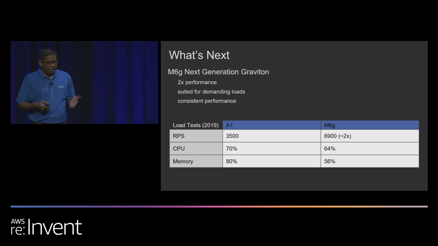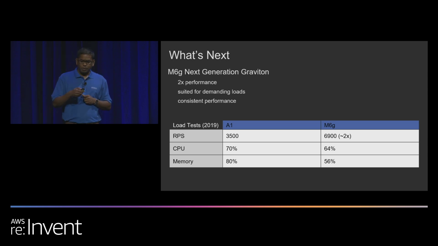So on A1 now, we can process 3,500 requests. On M6G, we can process 6,900 requests. On A1, we were using 70% of CPU, 80% of memory, whereas on M6G, we were using 64% of CPU and 56% of the memory. So we are really excited about the new processors.